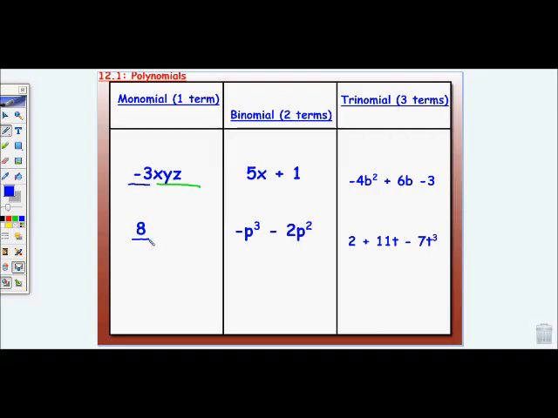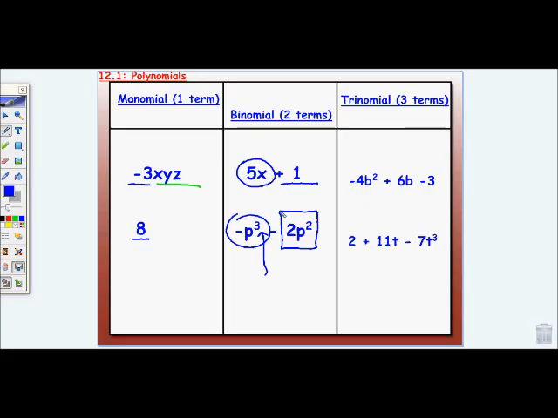A binomial is when we have two terms. We have our coefficient with our variables, and we have also a constant term. Here we have one term that's raised to the third power, or cubed, and then we have another term here that is squared. Okay, two terms makes it a binomial.